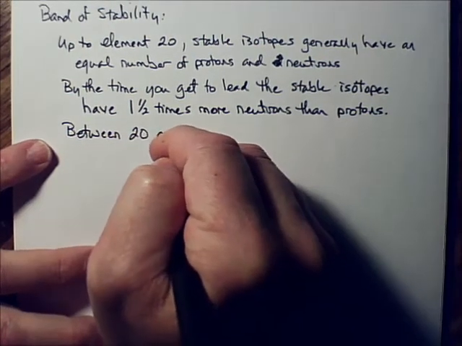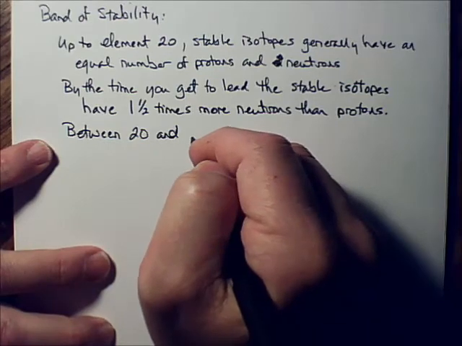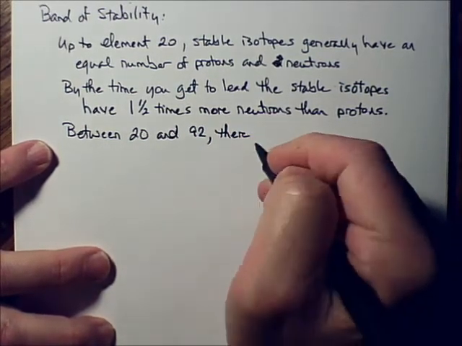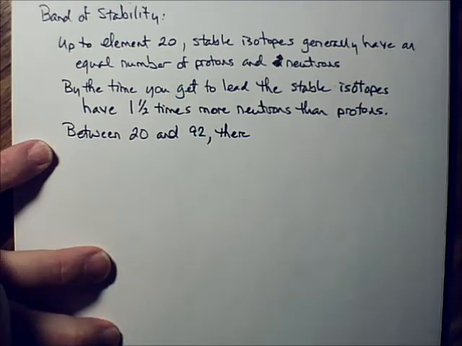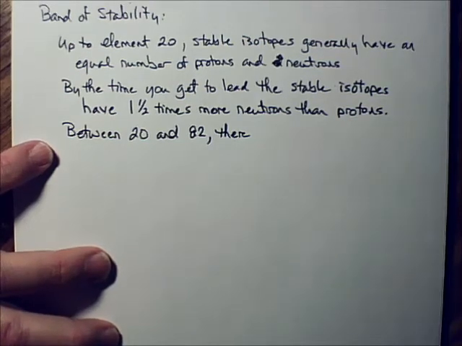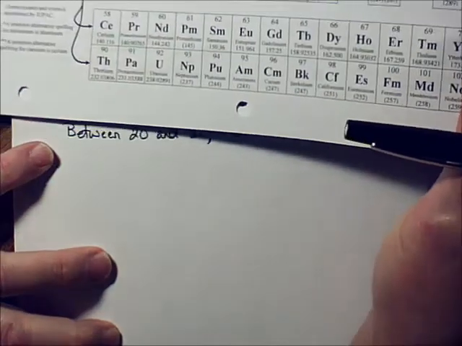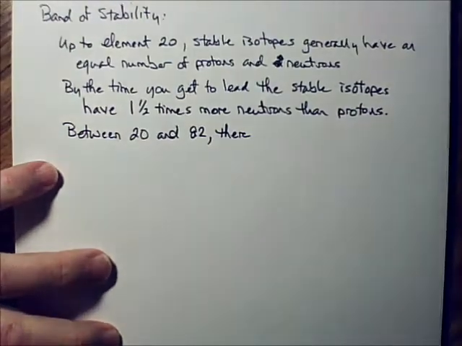Between 20 and 92, huh? Lead, 82. I'm sorry, lead is 82. I apologize. Lead is 82, not 92. 92 is plutonium. We're just using plutonium. Oh, did I say plutonium? Yeah, you're right. We did use that too.